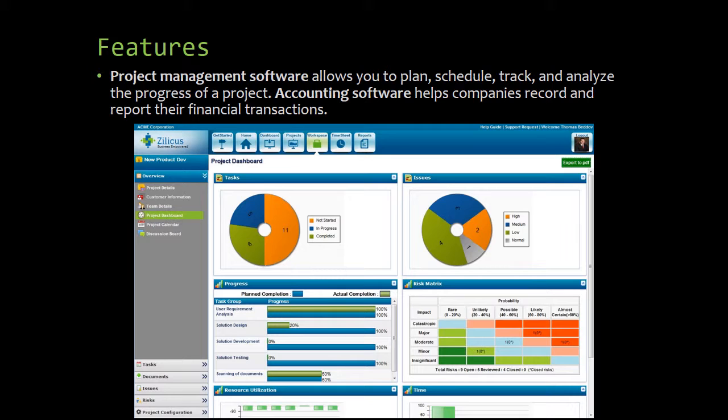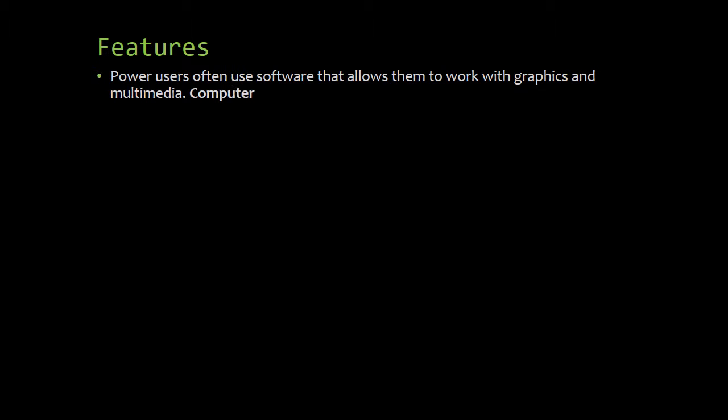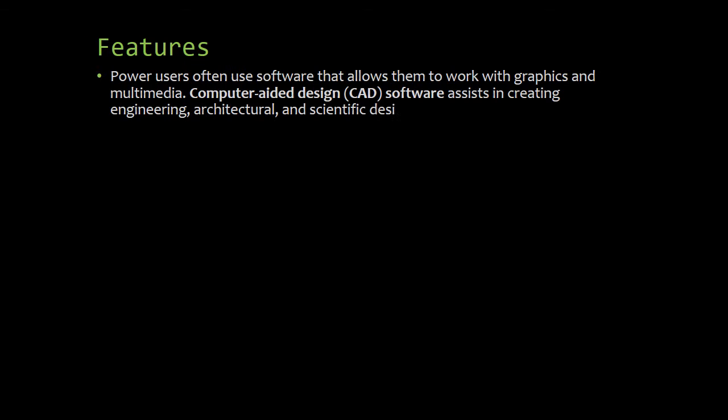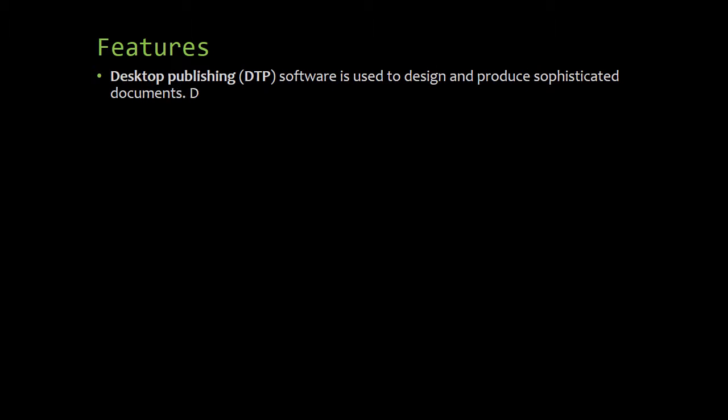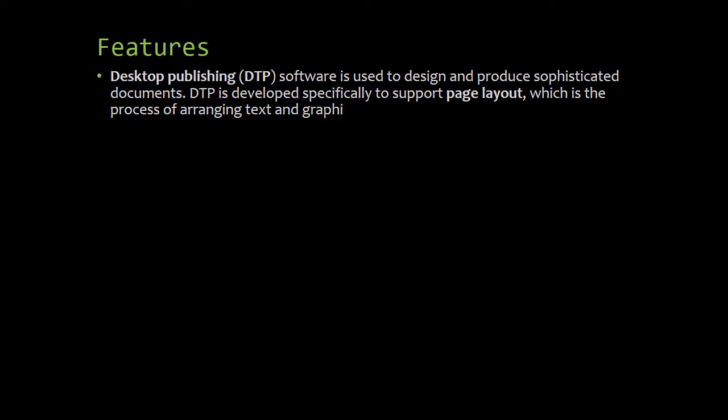Power users often use software that allows them to work with graphics and multimedia. Computer-aided design, or CAD, software assists in creating engineering, architectural, and scientific designs. Desktop publishing, or DTP, software is used to design and produce sophisticated documents. DTP is developed specifically to support page layout, which is the process of arranging text and graphics in a document.